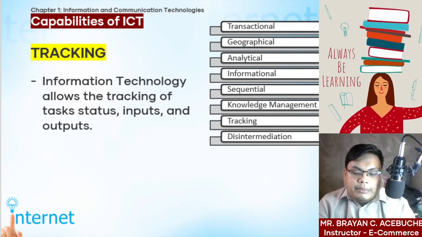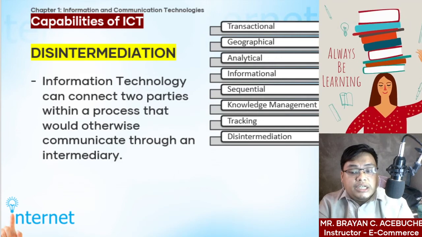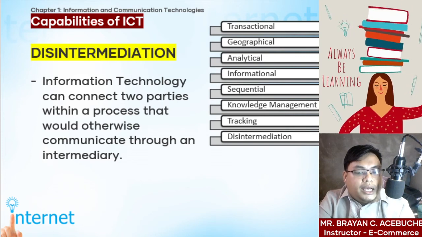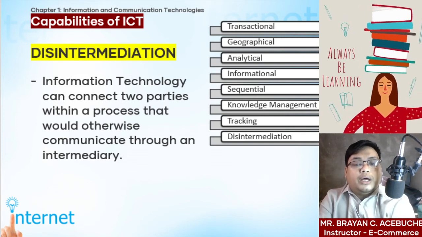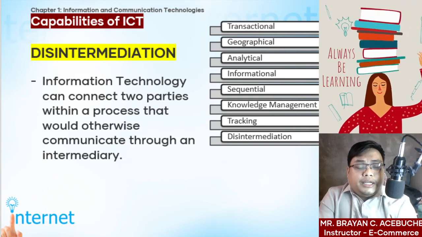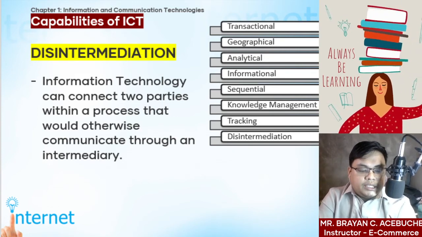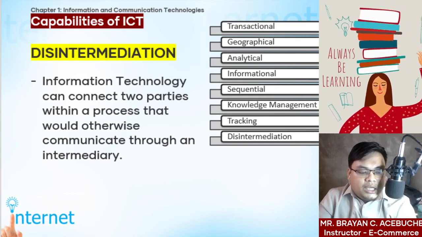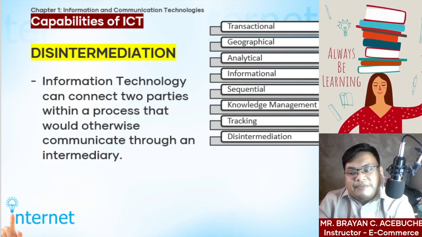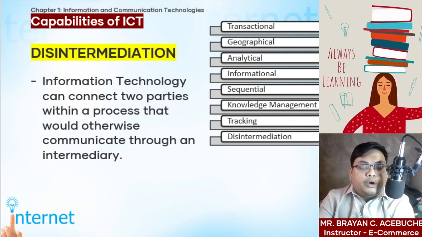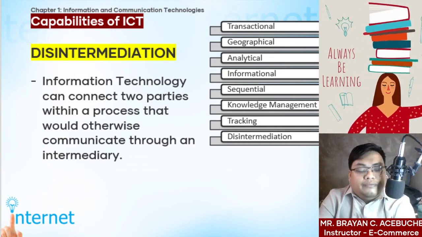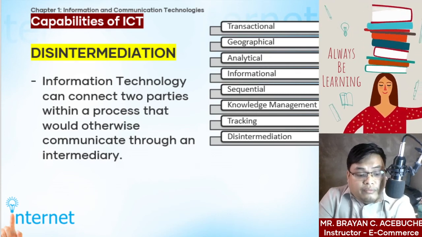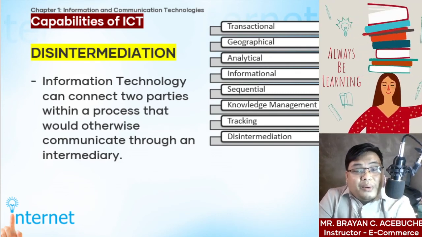And the last capability is disintermediation. Okay, so when we say disintermediation, IT can connect two parties within a process that would otherwise communicate through an intermediary. For example, many applications in electronic commerce are eliminating the middleman. Okay, kasi using the internet-based facilities, customers can order computers, t-shirts, what else? Office supplies, and a vast array of other products and the services over the World Wide Web.